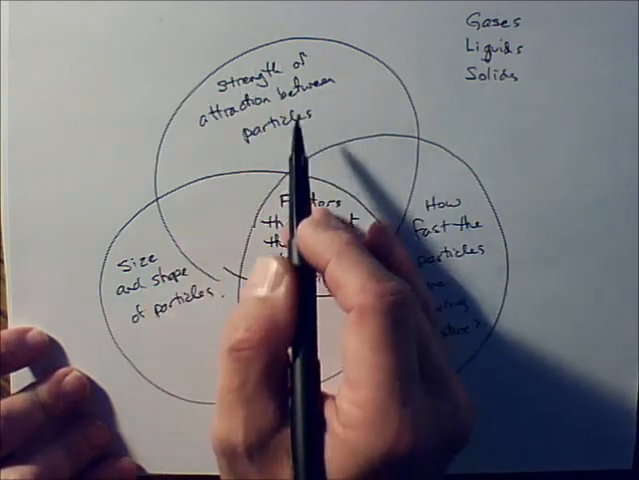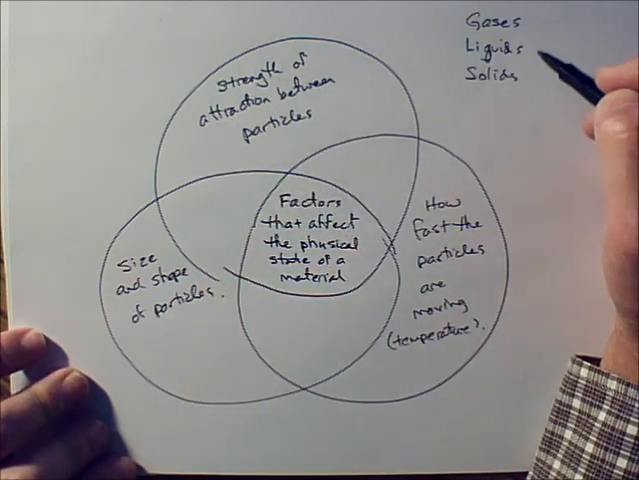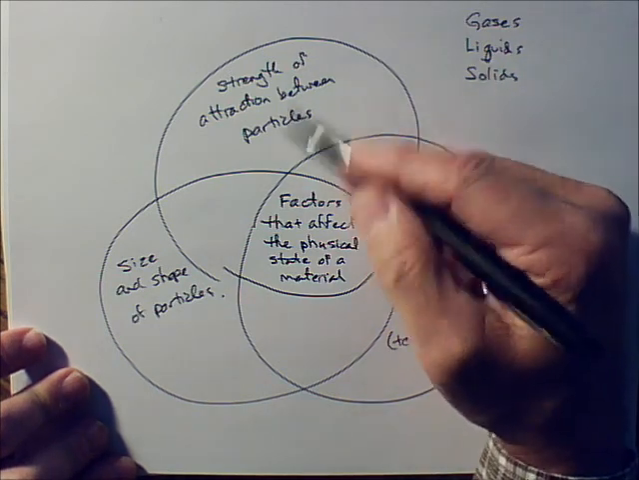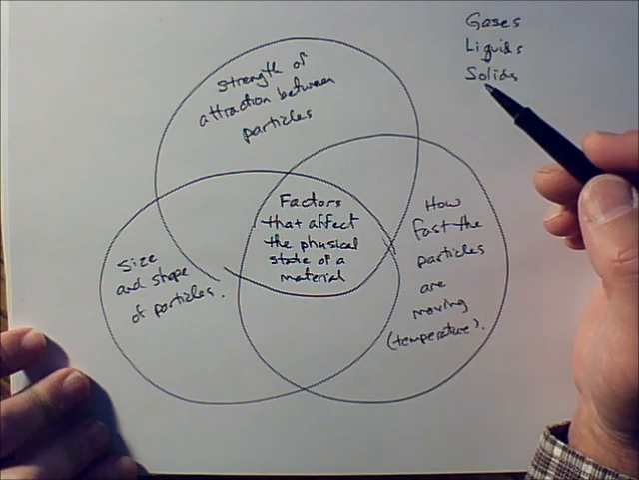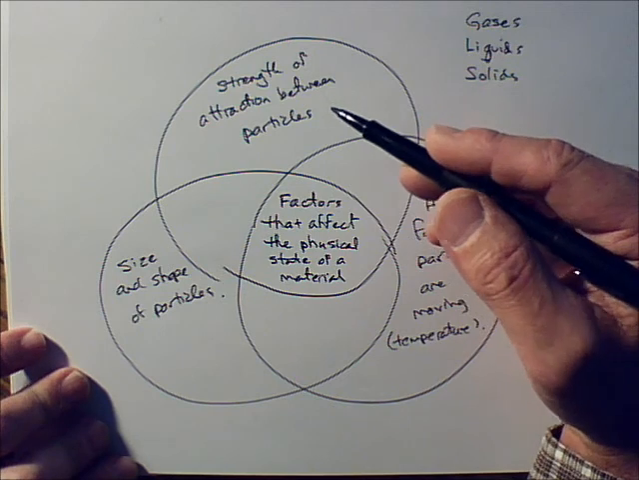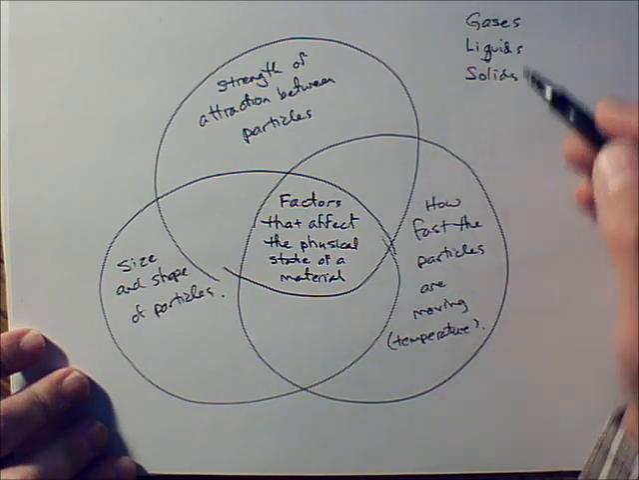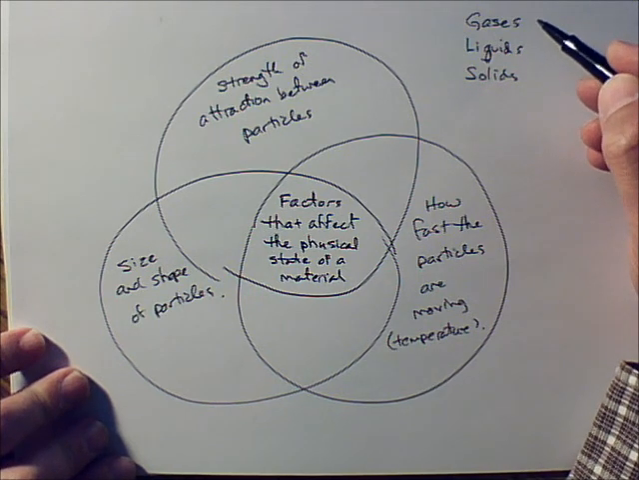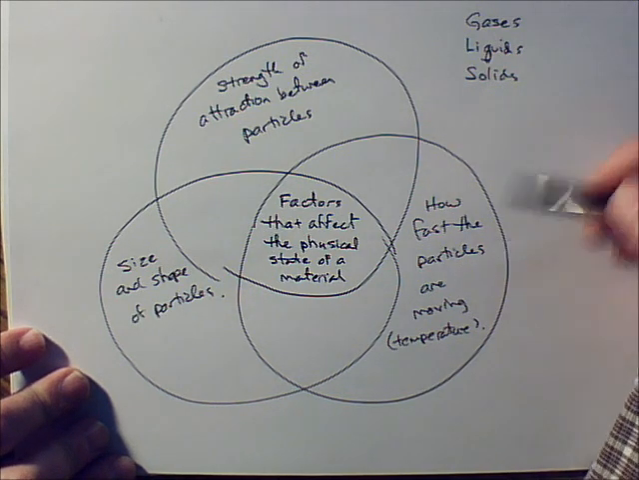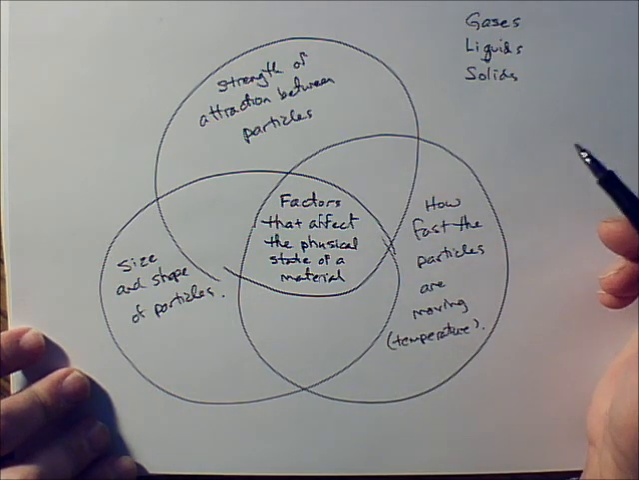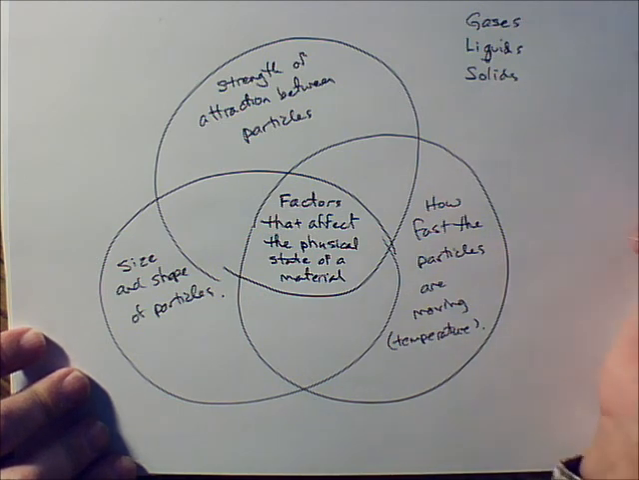If we increase the strength of attraction, then we tend to go in this direction, toward the solids. If we decrease the strength of attraction, so instead of maybe being a dipole, we go to a non-temporary dipole state, we tend to go toward gases. If we move the particles faster, they tend to go this way. If we decrease how fast the particles are moving, they tend to go this way. And that makes sense if you think about it. When you cool something down, it freezes, or if it's a gas, it liquefies.